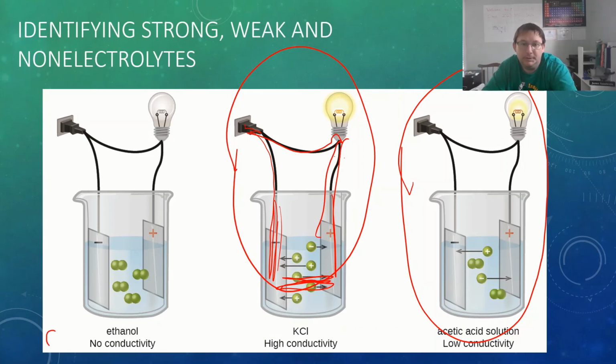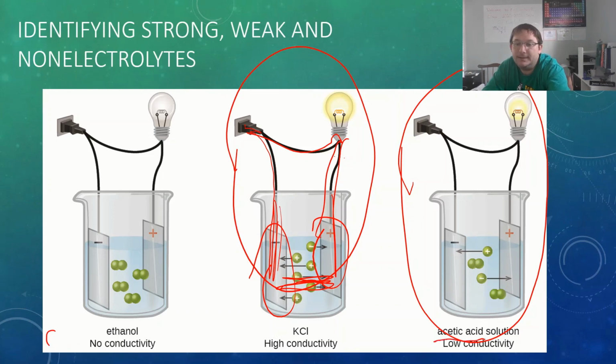So when you put these metal plates in the water, if the water has some medium for the substance to conduct electricity, then you will light up the bulb. That's what we see with a strong electrolyte: a bright bulb, because there are lots of ions to conduct that electricity. With a weak electrolyte, we're still going to see the bulb light up, but it won't be as bright because we don't have as many ions there.